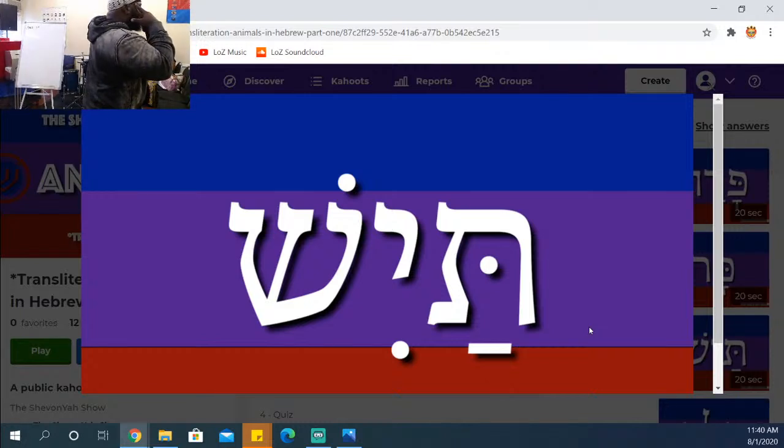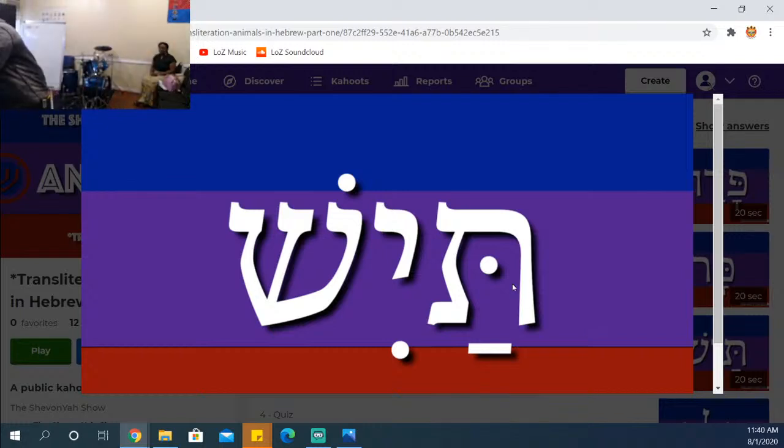Taish. I know that this beginning sound right here is a patach. Can you hear the ah in patach? Kamatz and patach have the same sound. Same sound. Kamatz, patach, taish. What sound does this make? Somebody better get it. E sound. Taish. It makes an E sound.